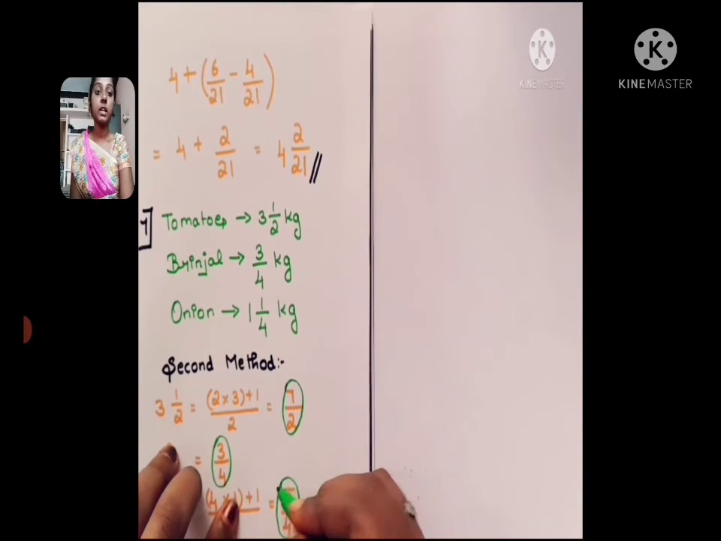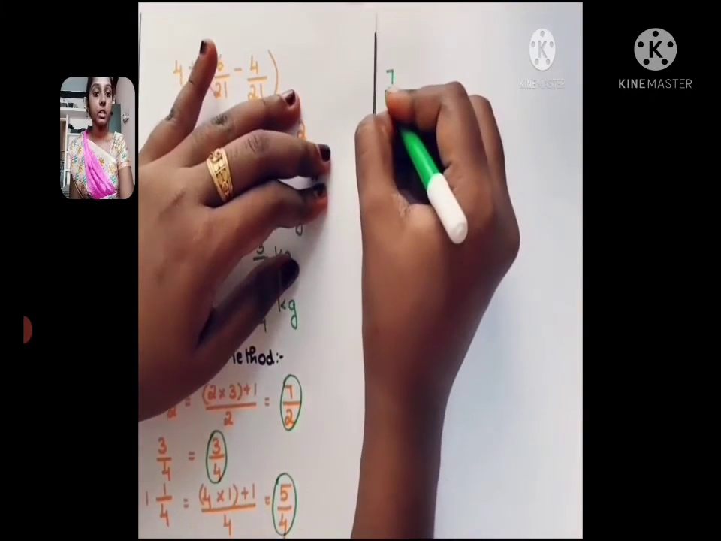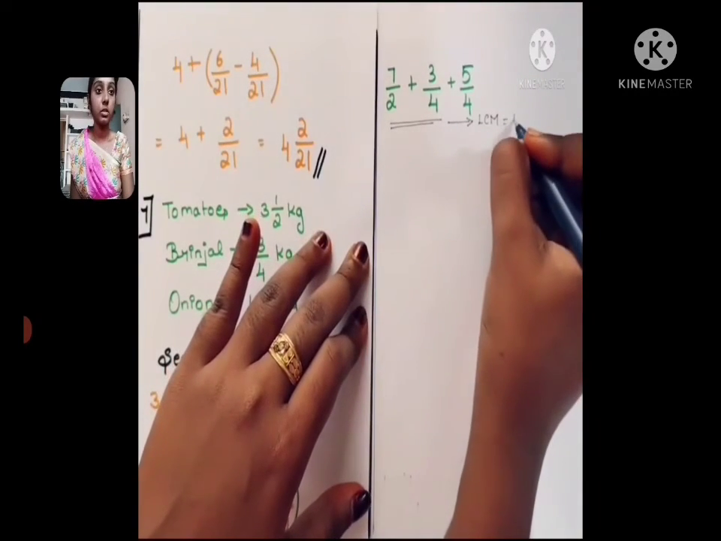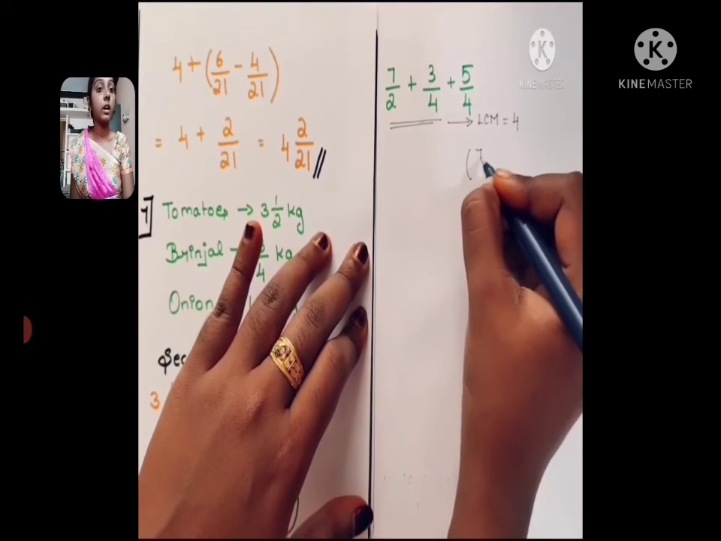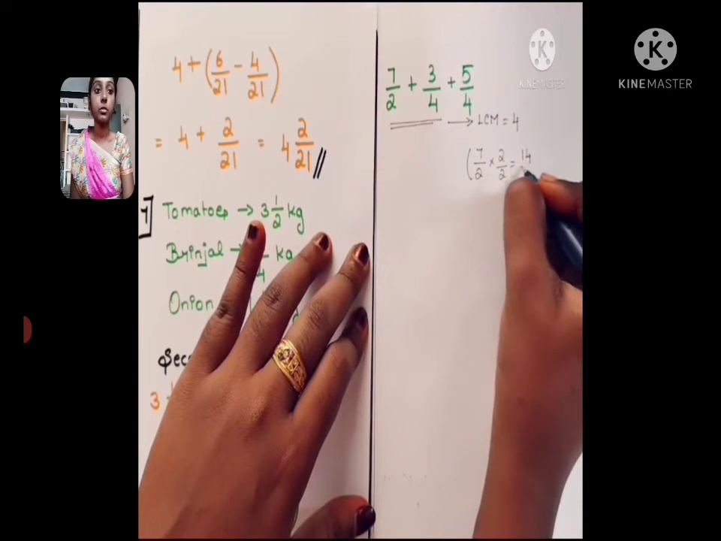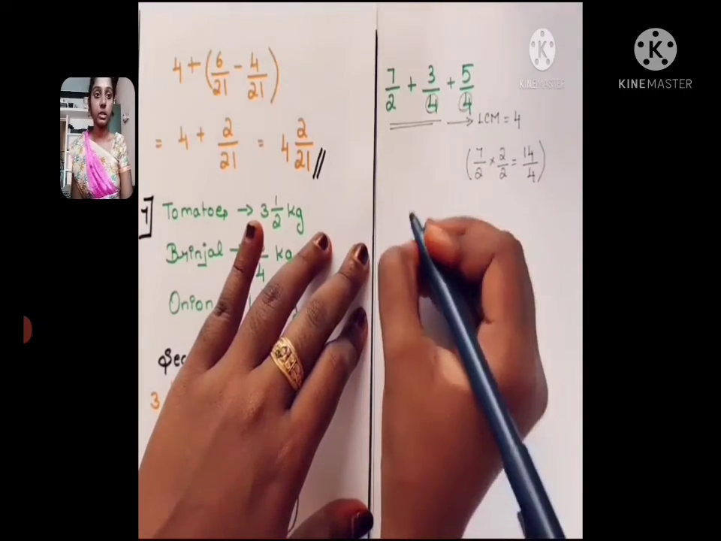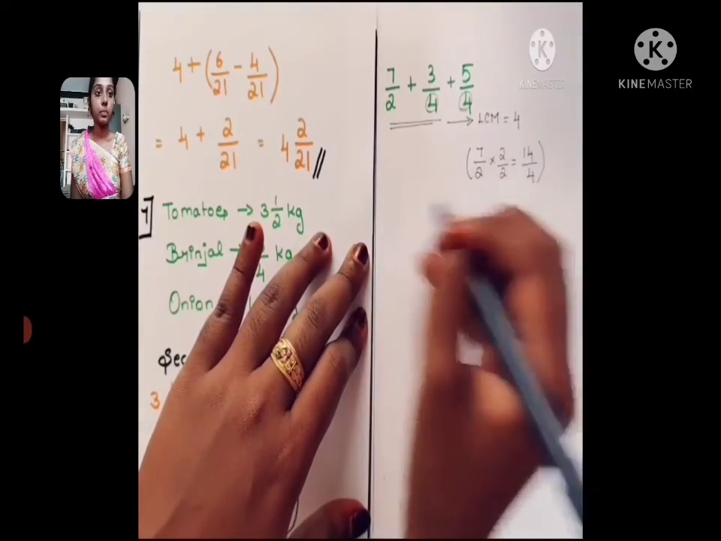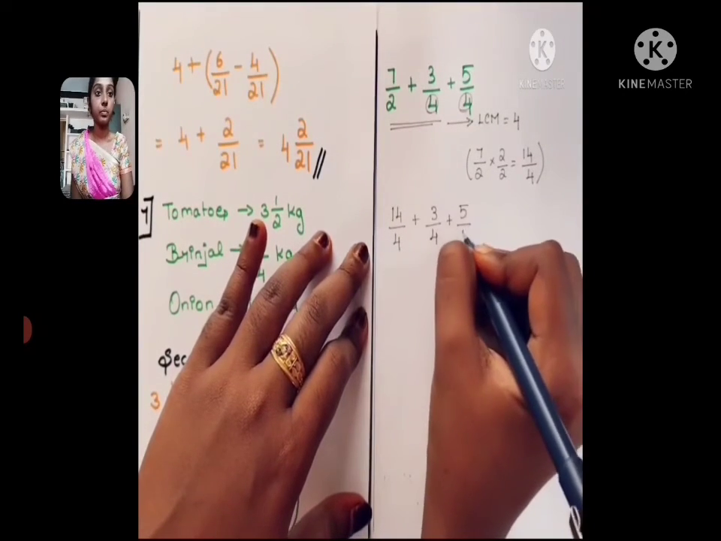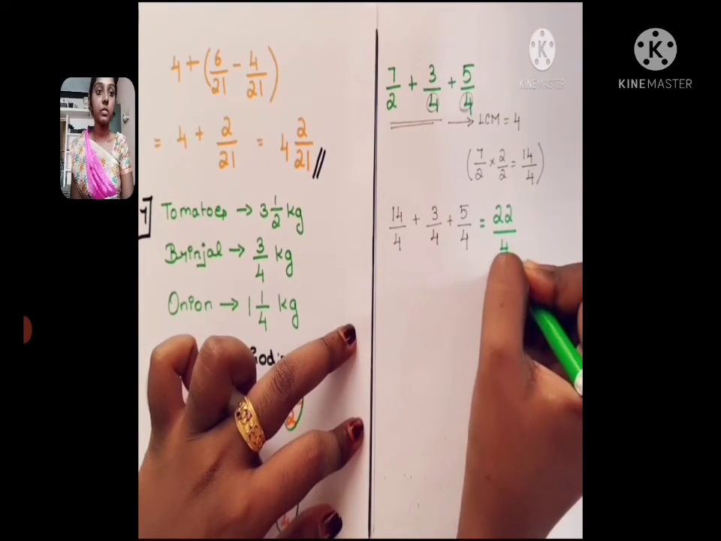Now, adding these three resultant fractions, we will get 7 by 2 plus 3 by 4 plus 5 by 4. The LCM of their denominators is 4. An equivalent fraction for 7 by 2 is 14 by 4. The other two fractions already have a denominator 4, so they need not be found an equivalent fraction. Now, replacing the equivalent fraction for the first fraction, we get 14 by 4 plus 3 by 4 plus 5 by 4, which is equal to 22 by 4.